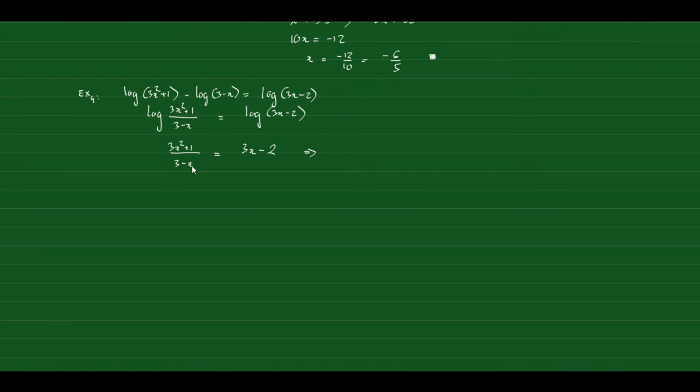And this is just a very simple rational equation. From here I multiply both sides by this denominator. So I have 3x minus 2 times 3 minus x. So 3x squared plus 1 equal to, distributing, 9x minus 3x squared minus 6 plus 2x. So we get 6x squared plus 1 equal to 11x minus 6. From here I can solve this quadratic by subtracting 11x from both sides and adding 6 to both sides.